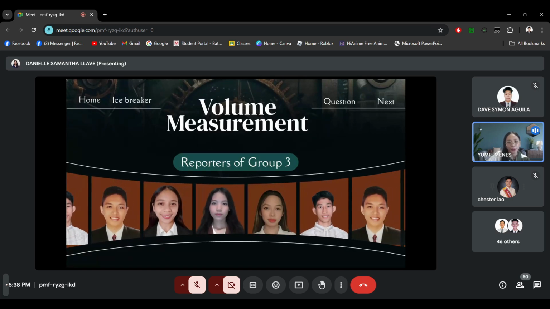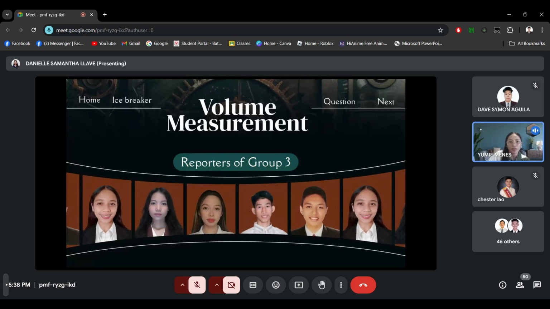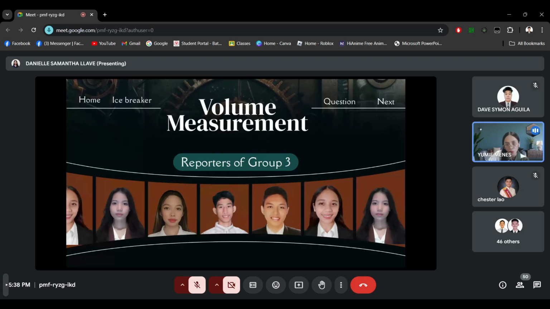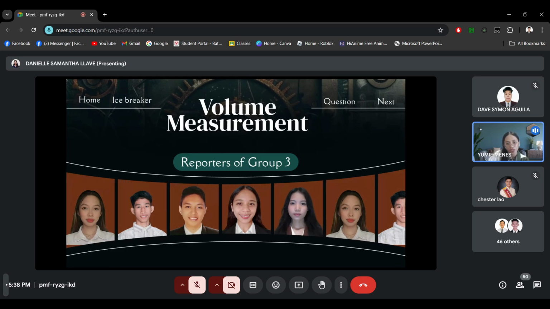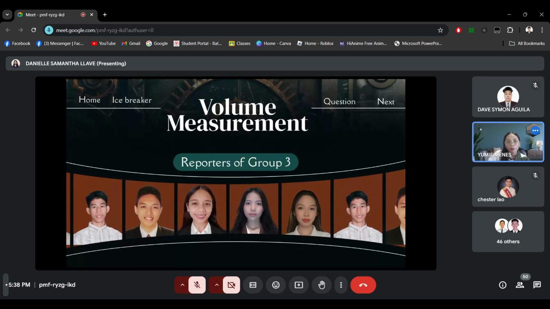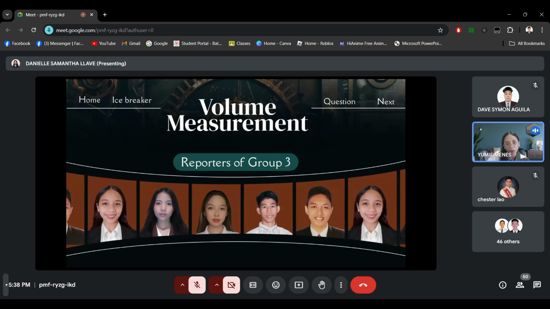We are Group 3, and today we will be discussing volume measurement as well as the different volumetric vessels and tools used in accurately measuring volumes in various applications. But first, let me give you an idea of what a volume measurement is.